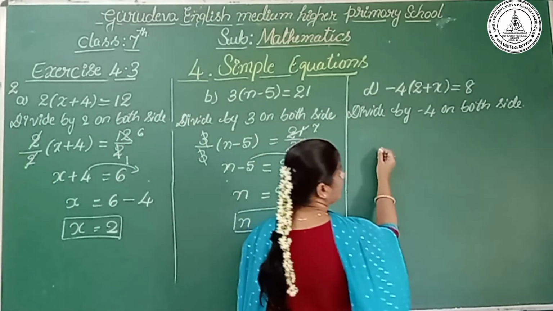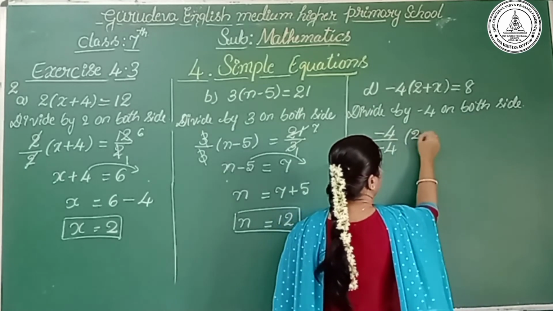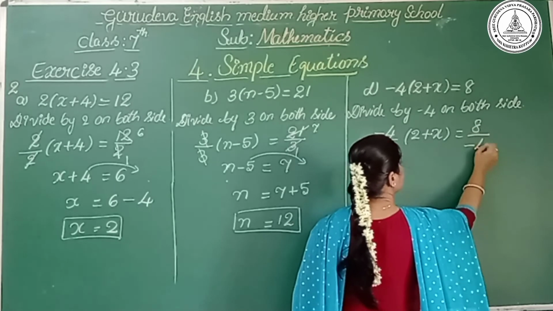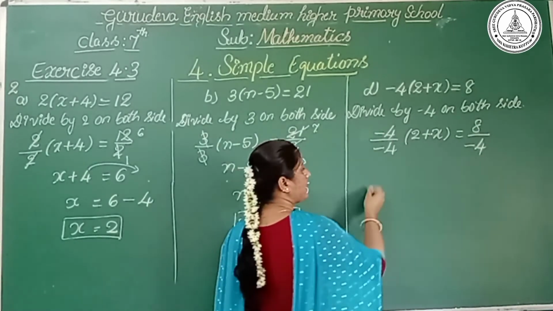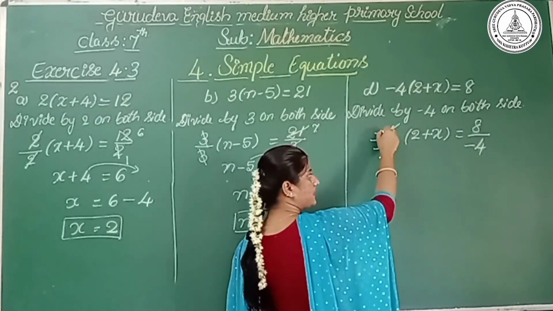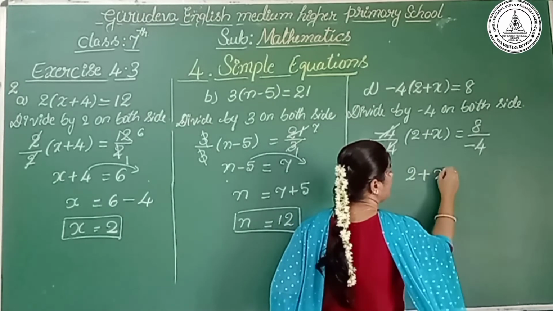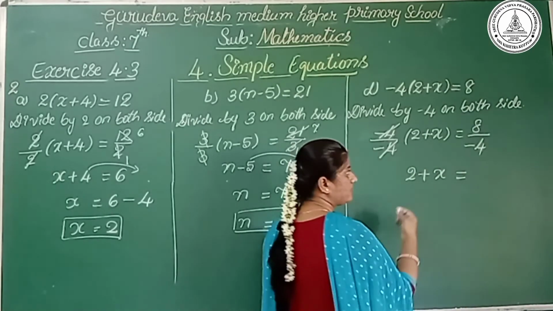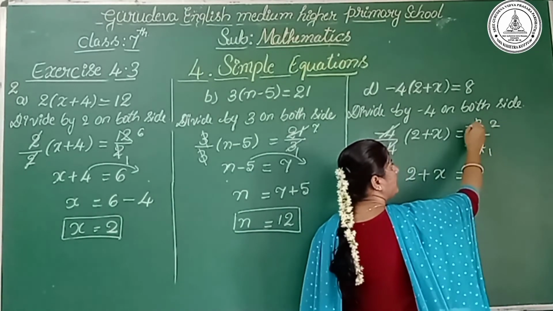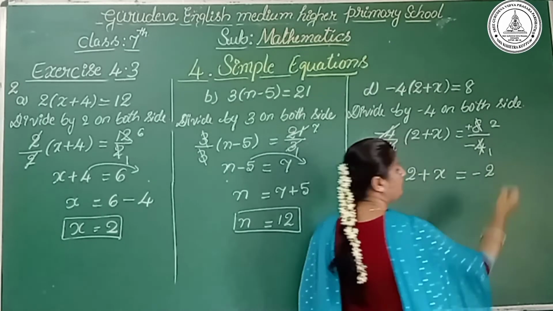Divide by minus 4 on both sides. Okay, then we will get in the LHS minus 4 divided by minus 4 into 2 plus x, which is equal to 8 divided by minus 4. Okay, so now you cancel here: minus 4 minus 4, 4 ones are 4, and minus by minus is plus, right? Then remaining in the LHS is 2 plus x, which is equal to, now cancellation in the RHS, 4 twos are 8. So here plus divided by minus is minus 2.